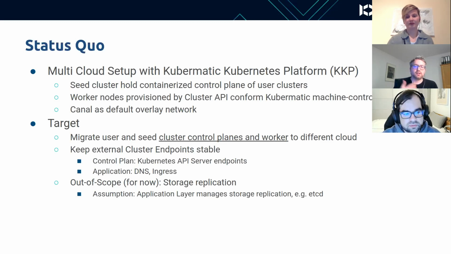And on the application level, we want to have all the DNS names and the ingress management stable from the user view of things. What we kept out of scope for now is the storage replication, because in the end, it's a very hard problem to solve, and we leave it to the application layer to manage that. In our case, that is the etcd of the user clusters that will also replicate themselves across clouds at some point when we move the seed cluster. But anything else is a problem to solve for now.